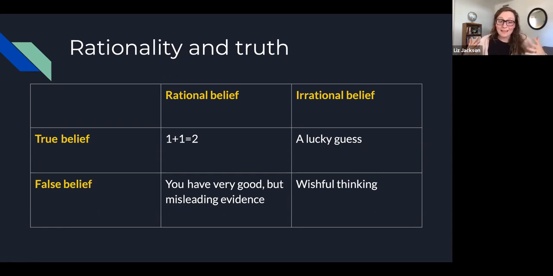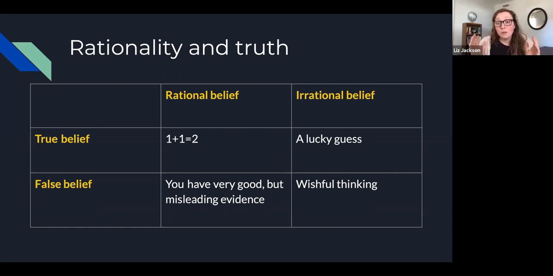So let's say before that game, you believe the 1 seed is going to win. That's a rational belief because that had never happened before in the history of this tournament. But that belief actually ended up turning out to be false. So you had really good evidence the 1 seed would win, but that evidence ended up being misleading. So you can have rational beliefs that are false.